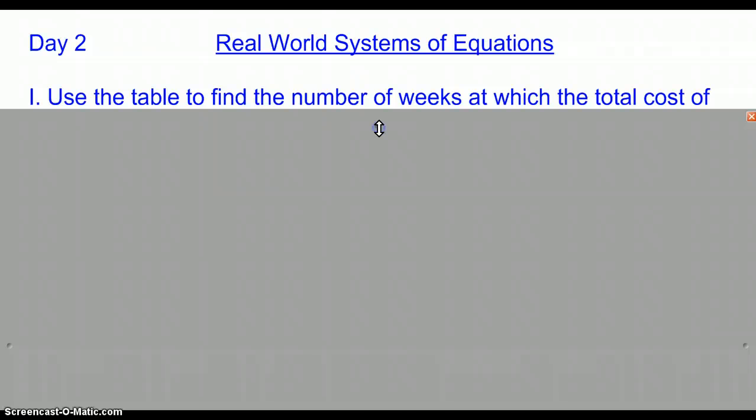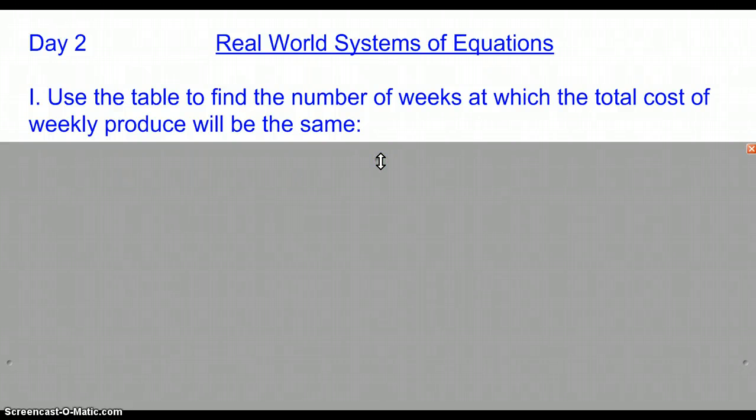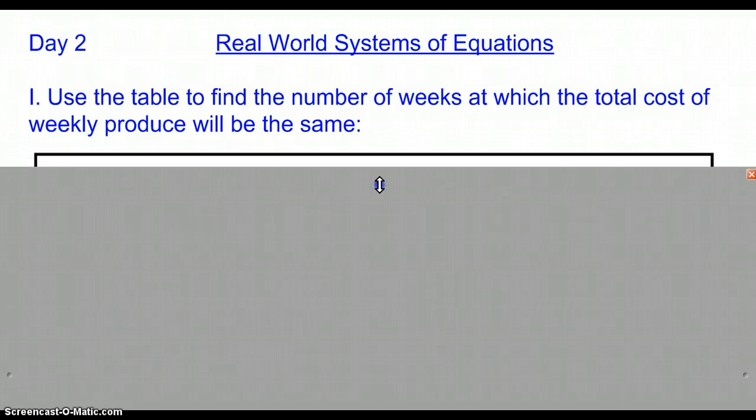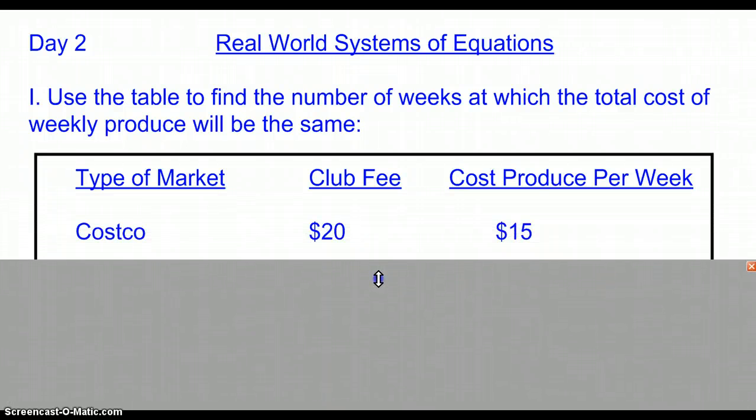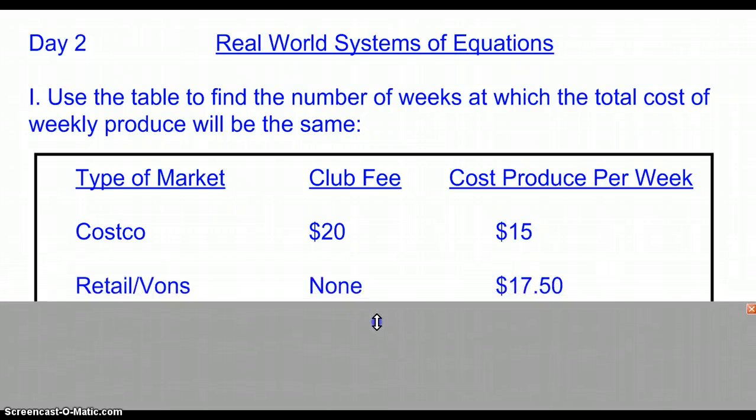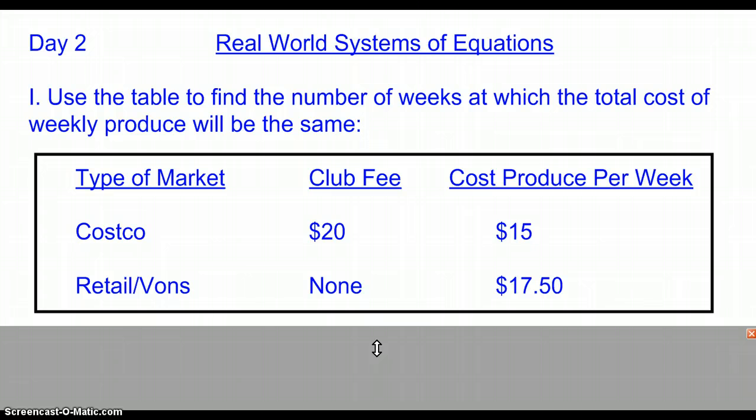So to kick it off, I'm going to show you a table that we can use as an example of a real world system of equations. We're going to use the table to find the number of weeks at which the total cost of weekly produce will be the same, whether you shop at a club store like Costco or Sam's Club, or you shop at a retail store like Vons or Ralph's or Albertsons or Fresh and Easy.